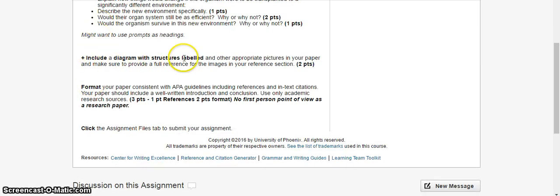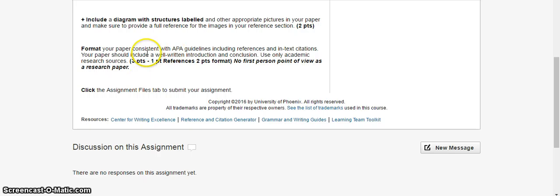And make sure you include a paragraph, and so on. Include a diagram with structures labeled. So if you do a squirrel, you'd have a picture with little arrows pointing to different parts of it. And then format it in APA. It's going to be 3 points for content, 1 point for references, and 2 for format. And again, no first person.